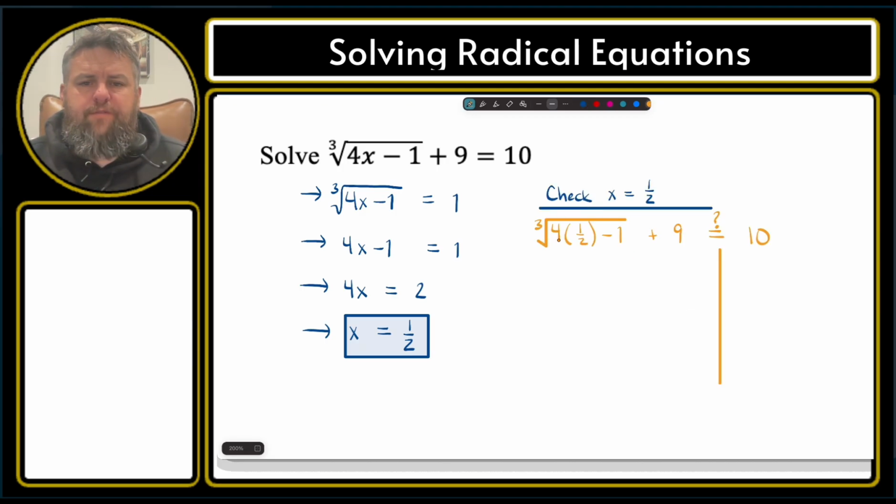Does the cube root of 4 times 1/2 minus 1 plus 9 equal 10? I will simplify the left side by evaluating the radicand of the cube root first. This gives me 2 minus 1 on the inside, and further simplifying, we get the cube root of 1, and the cube root of 1 is just 1, plus 9, which is then 10, and 10 is equal to 10, so x equals 1/2 is a good solution.